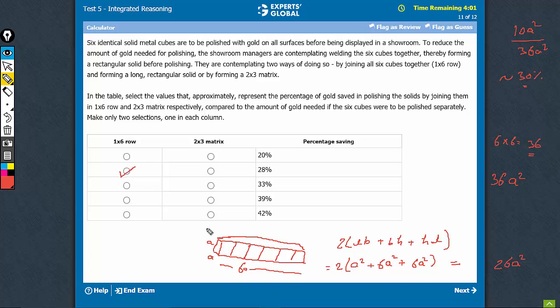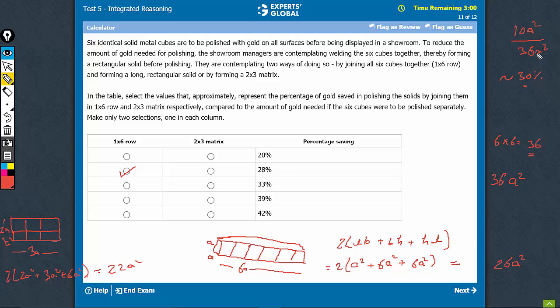In the case of 2 into 3 matrix, imagine there'll be 3 cubes and then 3 cubes on top of it, something like this. So one side would be 3a, one side would be 2a, and this side would still remain a. The three sides here are 2a, a and 3a, and therefore the total surface area is going to be 2 into all the three combinations: 2a into a, 2a square, plus a into 3a, 3a square, plus 2a into 3a, that is 6a square. This turns out to be 11a square, the sum into 2, this would be 22a square.